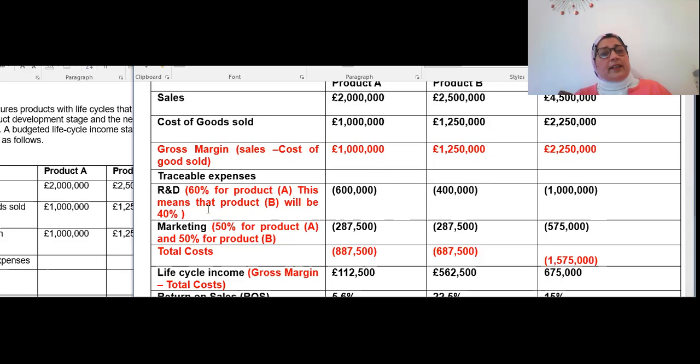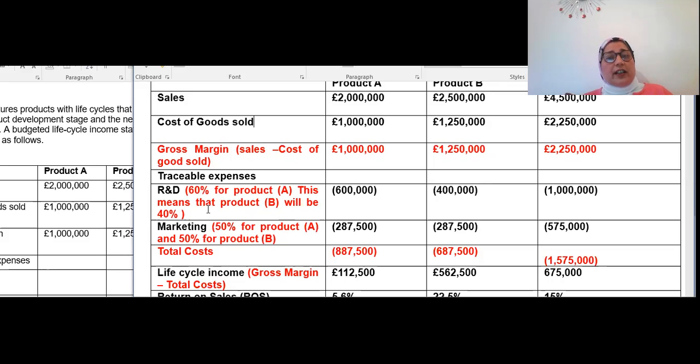And that means if research and development is a figure and 60% of this figure is allocated to product A, the rest will be allocated to product B. So if we have 1 million as total research and development, 60% of that is for product A, that means the 40% leftover will be for product B. The same concept we can implement in relation to marketing. Marketing was 575, but the instruction says 50% for product A. That means the other 50% will be for product B.